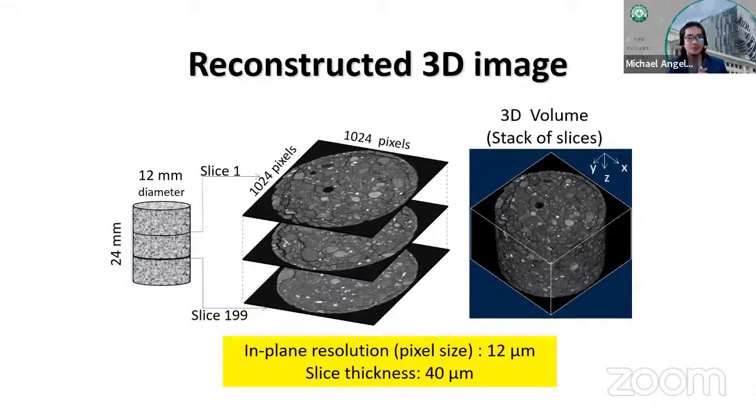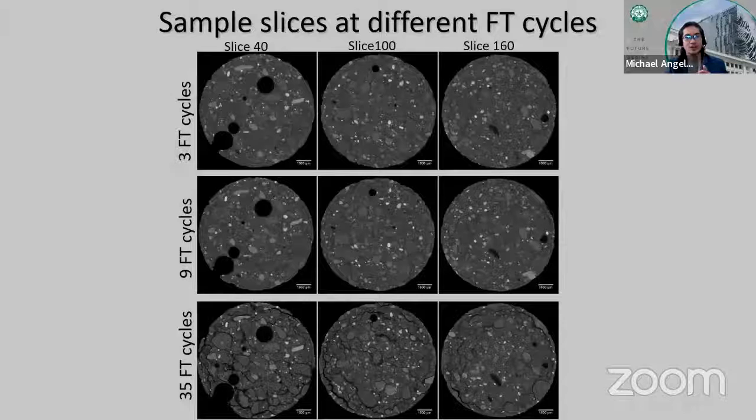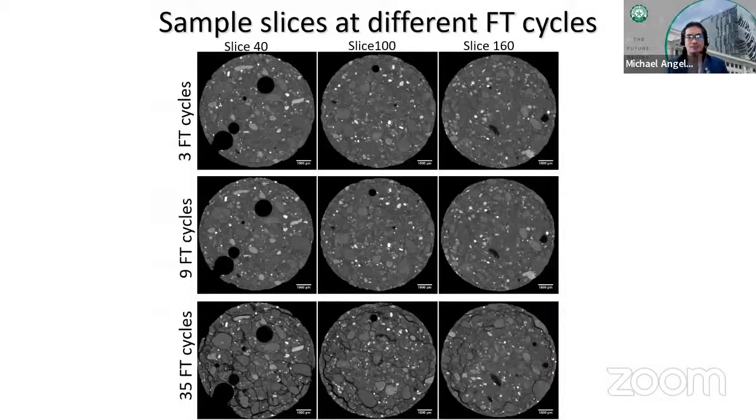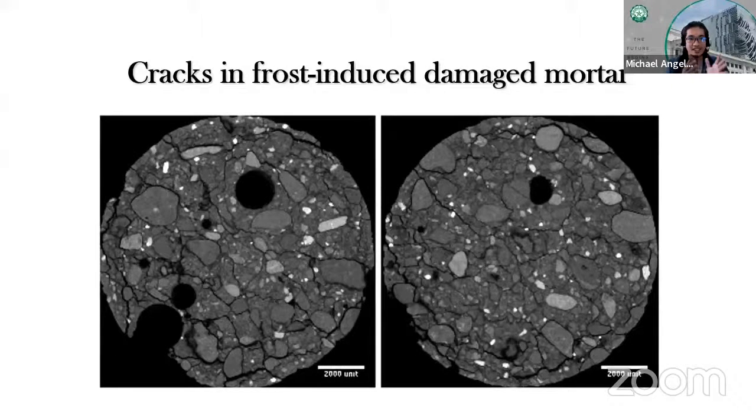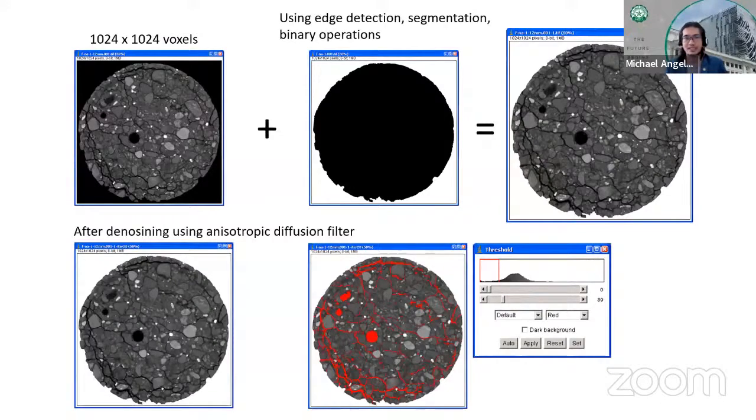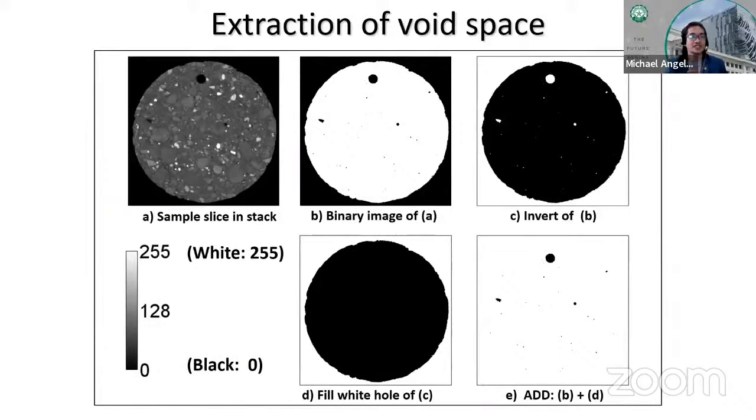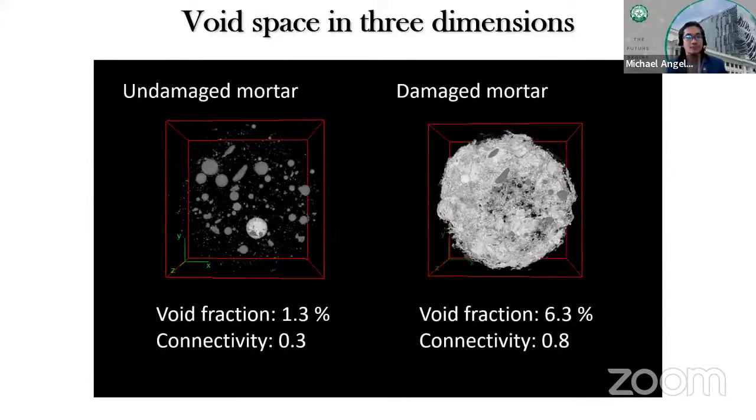This is just an example of a slice, and of course the quasi time-resolved CT data at different freeze-thaw cycles. You can see the formation of the cracks meandering around the aggregate-cement interface. Of course, these cracks are imaged as black voxels, or very dark voxels, in the CT image. We can do some image analysis as I mentioned earlier so that we can extract the cracks. This is just an example. And of course, after extracting the void space, we can do some measurements.